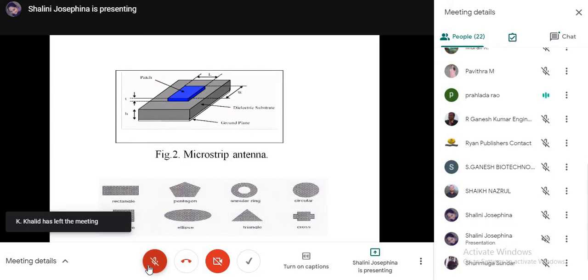Okay, now the radiating patch can take any desired shape like rectangle, square, circular, elliptical, pentagon, etc. But generally, antenna researchers use rectangle, square, or circular shapes of radiating patch because the general formulae that are employed to determine the dimensions of the radiating patch and the ground plane are available only for these three shapes. Okay, and next slide, madam.